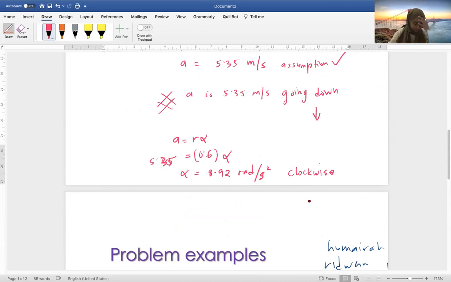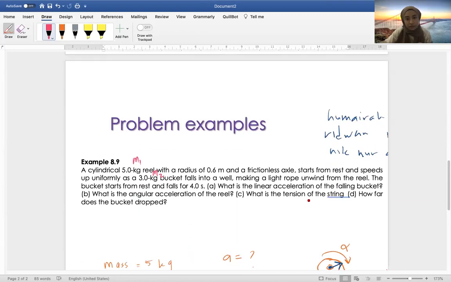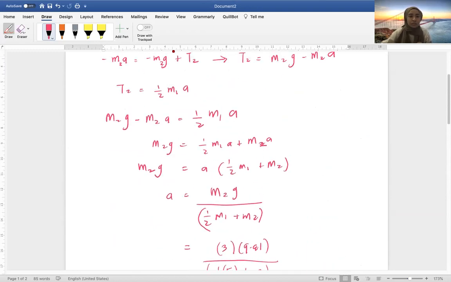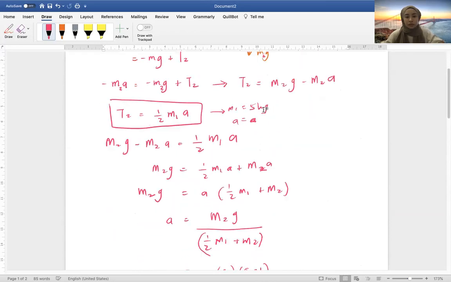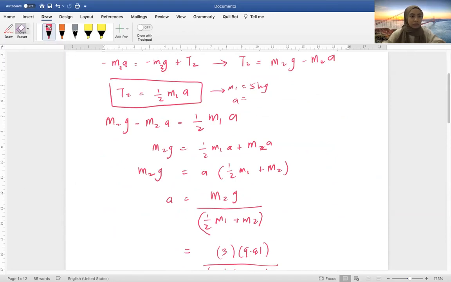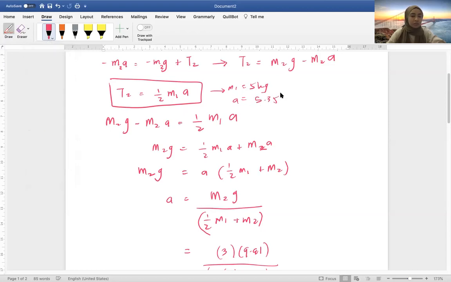Okay, what else? The next question says, what is the tension of the string? Okay, this part is just substituting. We already know that T2 is equal to 1 over 2 M1 squared. M1 is 5 and A is 5.35. Okay, so just substitute.